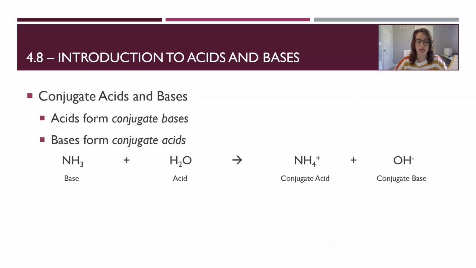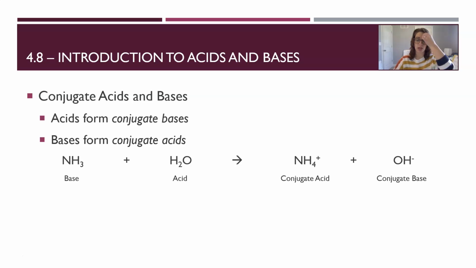The last piece with Bronsted-Lowry acids and bases are their conjugates. So when acids lose or donate a proton, they form a conjugate base. When bases gain a proton, they form conjugate acids. So you should be able to go back and forth between an acid and its conjugate base or a base and its conjugate acid.